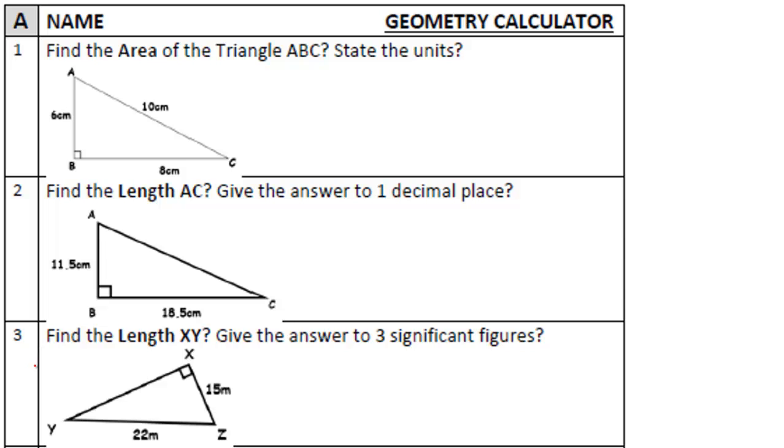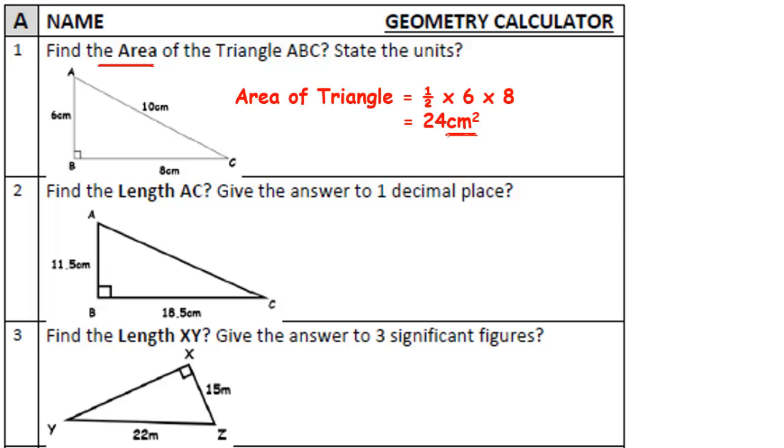Now it is absolutely important that you always read the question. Sometimes you'll see a right angle triangle and you think it's Pythagoras straight away, but this question says work out the area, and you should know that the area of a triangle is half base times height. So the base is 8 and the height is 6. 6 times 8 is 48. Half of that is 24 centimeters squared.